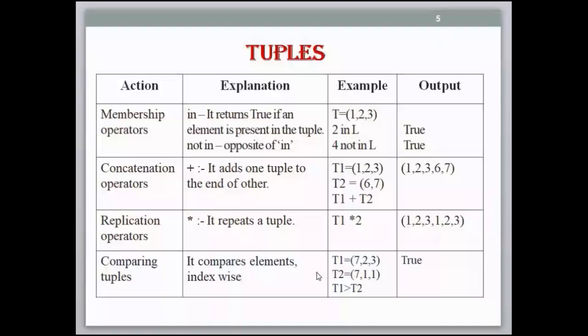Comparing tuples, it compares elements index-wise. Like if T1 is 7, 2, 3, T2 is 7, 1, 1, and if you want to print T1 is greater than T2, yes, it is true, because first element will be compared, it is same. Then second element will be compared. Here, second element of T1 is greater. That's why this result is true.